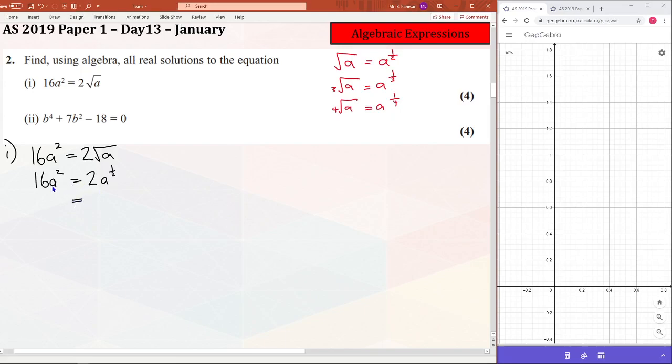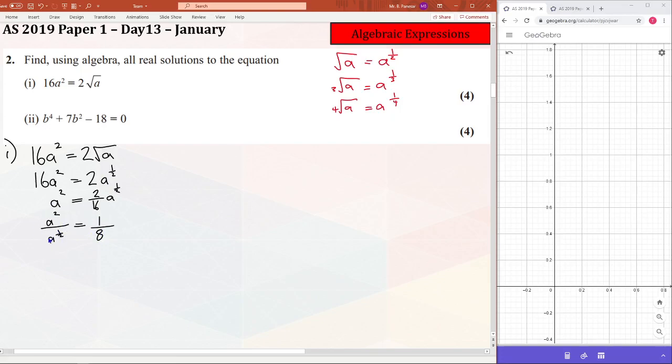Now I'm going to put all of my a terms to the left hand side and my constants to the right hand side. So as I've got 16 times a squared, the inverse of times by 16 is divided by 16. So I'm going to divide both sides by 16 and end up with a squared equal to 2 over 16 times a to the power of half. And now I'm going to divide both sides by a to the power of half, and you end up with a squared all divided by a to the power of half is equal to 2 over 16, which I can simplify to 1 over 8.